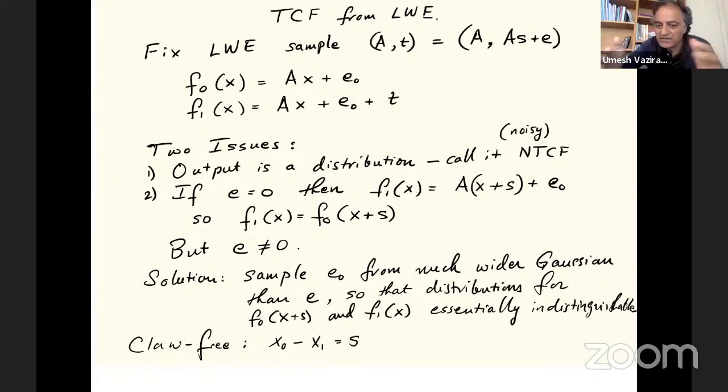so that if you look at the two distributions, E doesn't change the distribution by very much, right? So the two distributions are almost the same distribution, except it spreads out just a little bit, so that the difference between the two distributions can be made arbitrarily small. It can be made polynomially small. Okay, so that's a way to deal with it, so that then we can essentially assume that F1 of X equals F naught of X plus S.